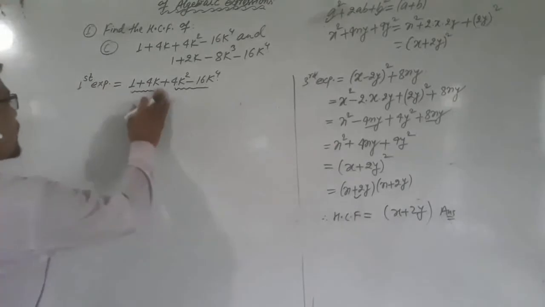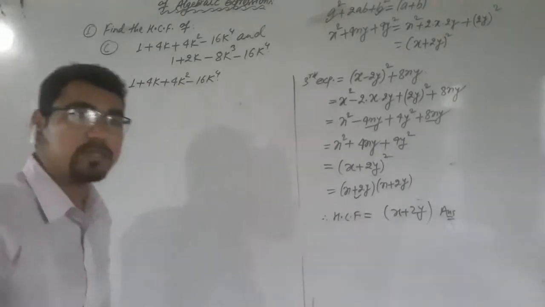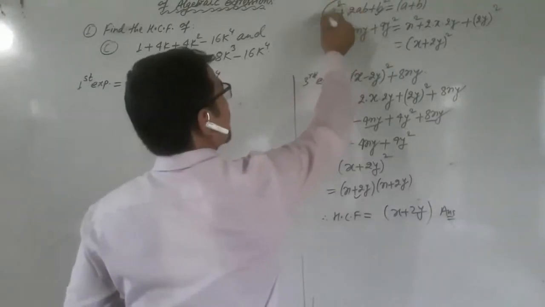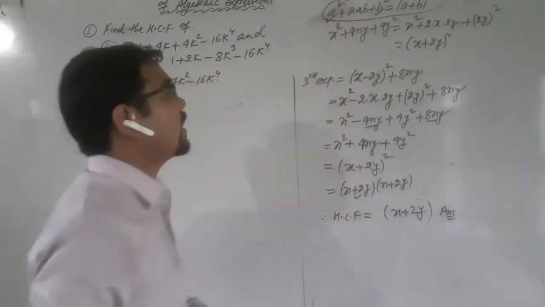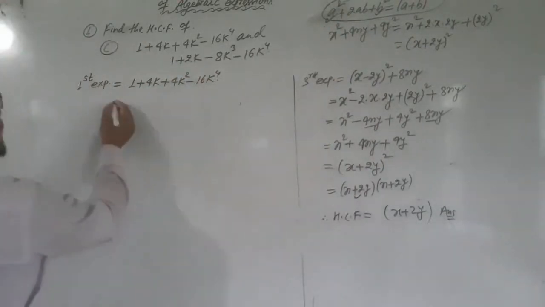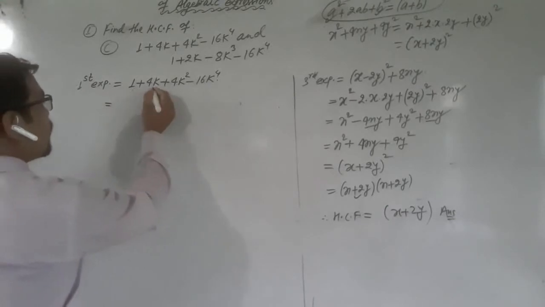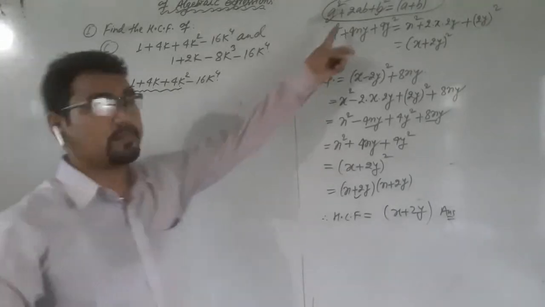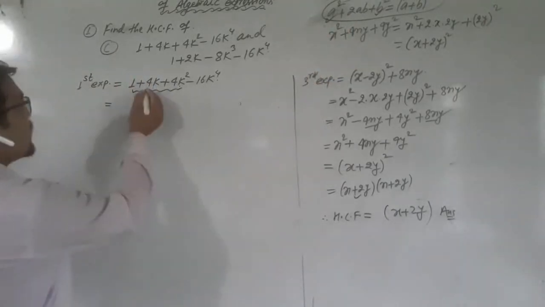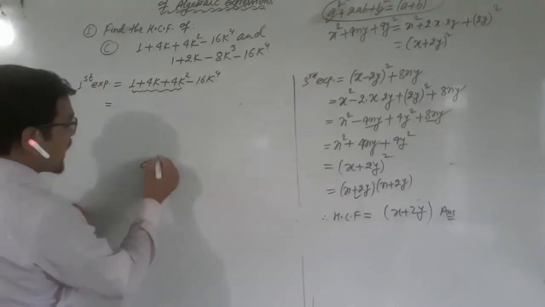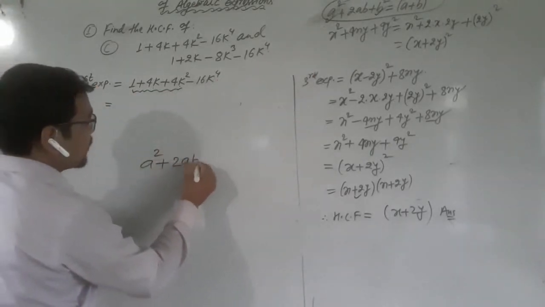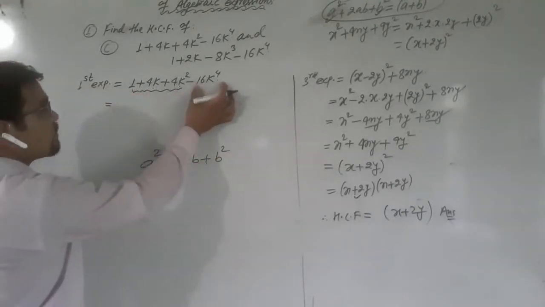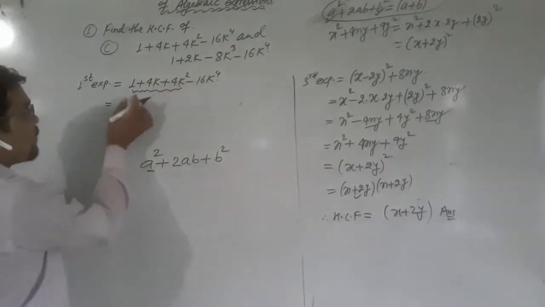Okay, so we can arrange some particular terms such that we can take this in the form of a perfect square, a square plus 2ab plus b square. I have seen 1 plus 4k square is in the form of a plus b whole square. Let's write in this form a square plus 2ab plus b square. A square means this 16k to the power 4, don't do anything. This one we can write 1 square.